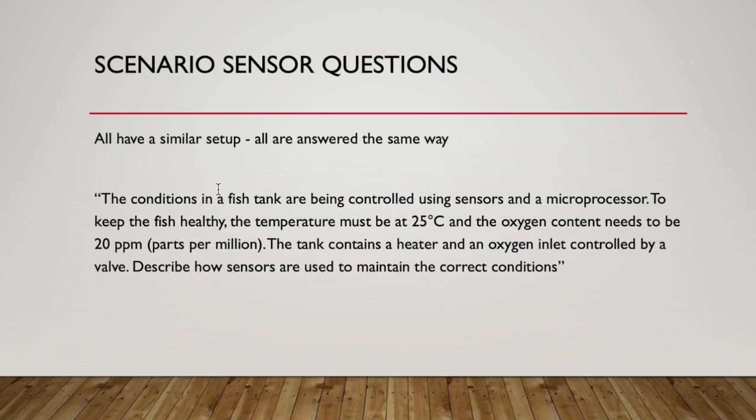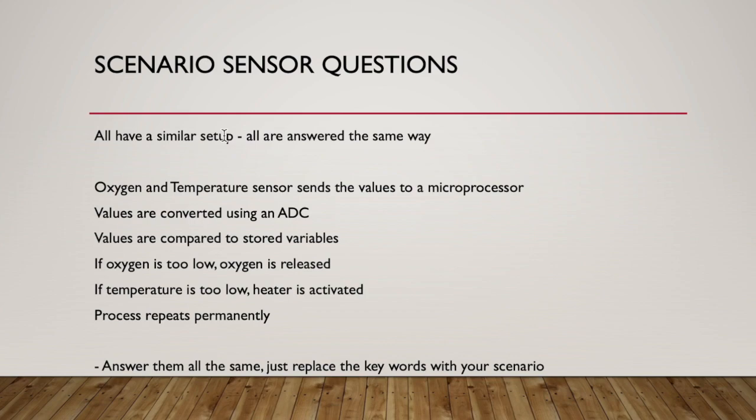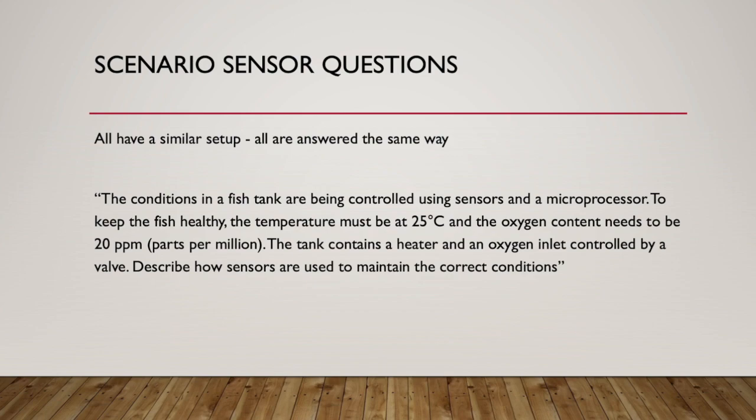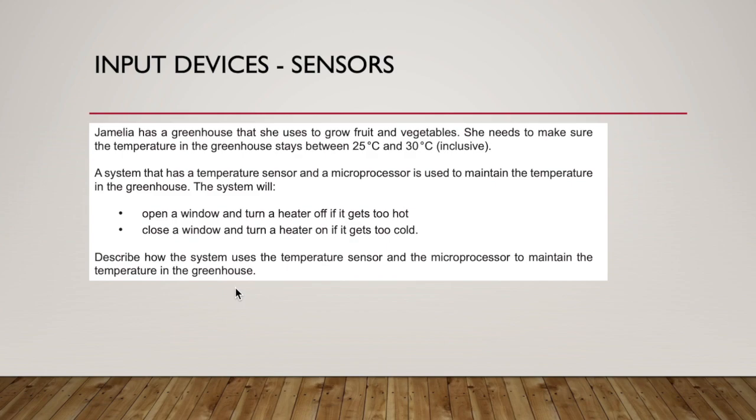So these two questions look quite different, okay? But actually, they're asking pretty much the same thing. How we're going to answer this is, let's just think of this one for our example. They all have a similar setup and they're all answered in exactly the same way. Firstly, you say whatever the sensor was, it sends the value to the microprocessor. So in this example here, that was an oxygen sensor and a temperature sensor. In this example up here, this one was a temperature sensor only. Simple.